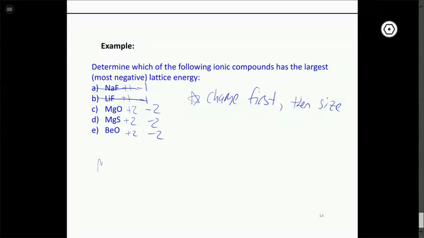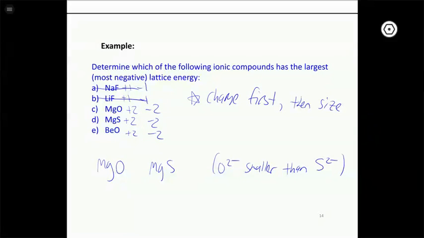So if we compare magnesium oxide to magnesium sulfide, remember O2 minus is going to be smaller than S2 minus, because oxygen is above sulfur on the periodic table. Oxygen is smaller than sulfur, so that means magnesium and oxygen are closer together. They're going to have a higher lattice energy. So that one's going to be bigger than those, so we can cross out magnesium sulfide, because MgO is bigger.